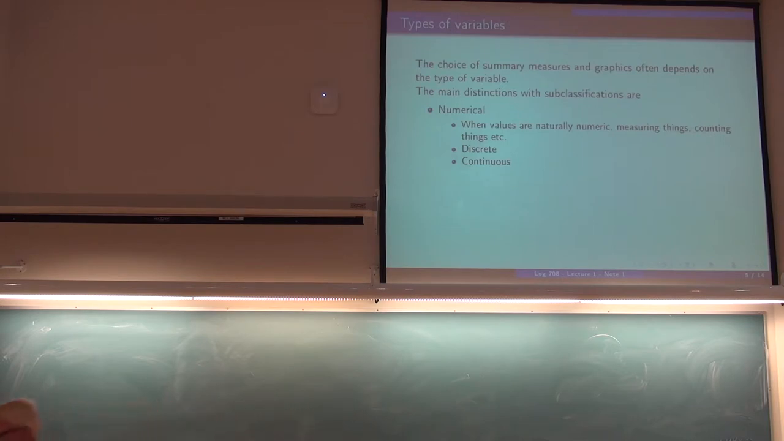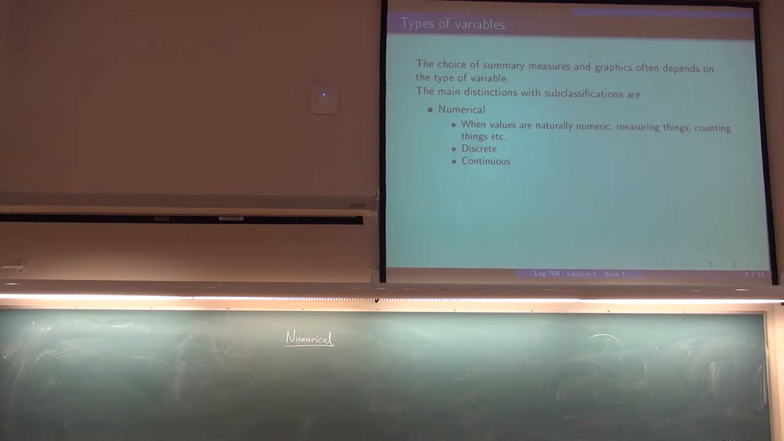And so the reason for this is, of course, the way we want to summarize data is depending on what type of variables we are dealing with. So the main distinctions could be on one hand numerical, so this is when there is a natural way of numbering what you are studying. If you measure an amount of money or a weight of something physical, or you count something, then you end with a variable that is numerical. So this is fairly obvious, I guess. Something that is meaningful to assign a number to.